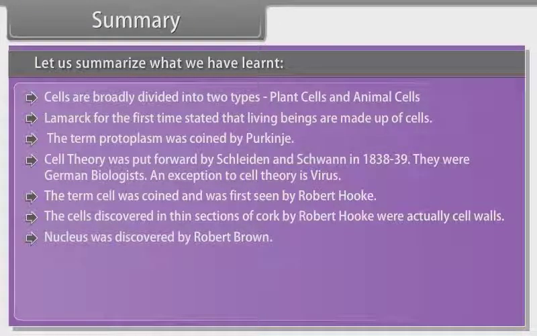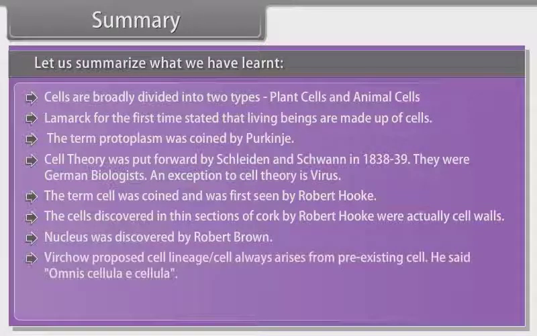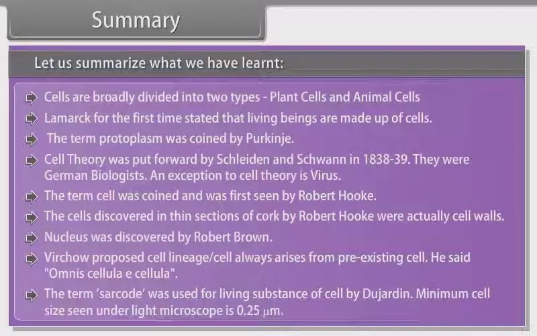Nucleus was discovered by Robert Brown. Virchow proposed cell lineage. Cell always arises from pre-existing cell. He said, "Omnis cellula e cellula." The term sarcode was used for the living substance of the cell by Jordan. The minimum cell size seen under a light microscope is 0.25 micrometer.